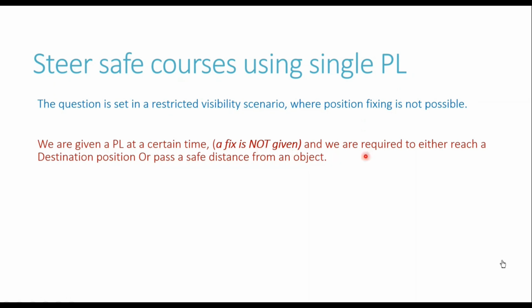We are now required to either reach a destination position or we are required to pass a certain object keeping a safe distance off. It could be a lighthouse or a prominent land object which we are trying to pass, and we need to keep a certain safe distance. Or in the second case, they could give us a certain destination position like a pilot boarding ground where the vessel needs to reach.